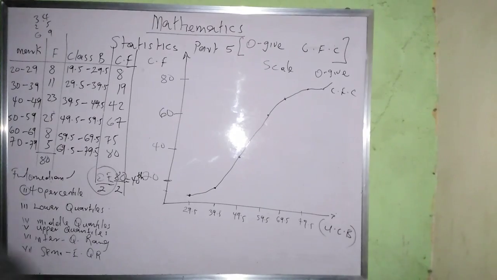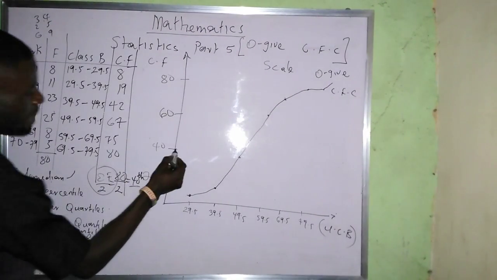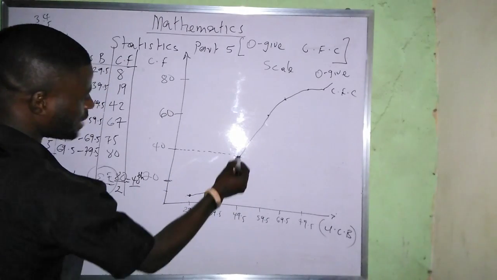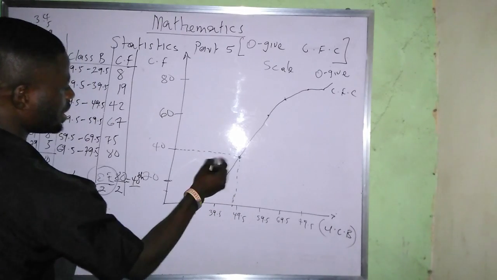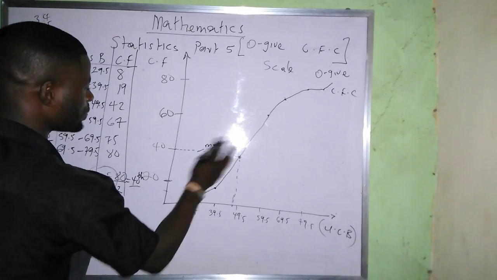Since I have that, I will now come here, to my 40. Do you get me right? Now, from the point, this is my median.